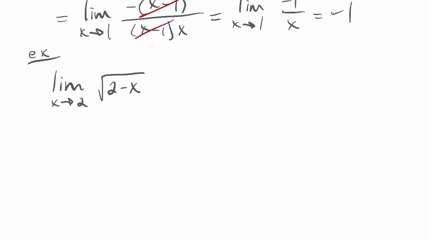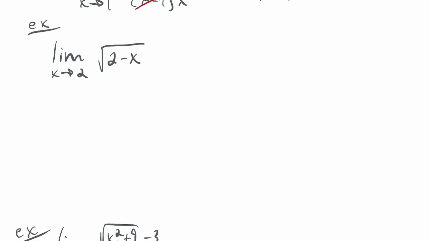Okay, so this example, I could say, well, the root property tells me that as long as I don't end up with the even root of a negative, I just go ahead and do it. So I can just plug this in. I get the square root of 0. Bam, 0, done, right? Well, kind of. There's a caveat here.